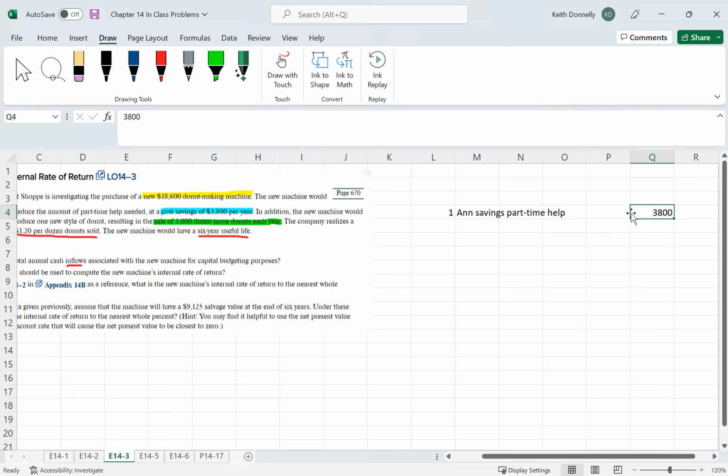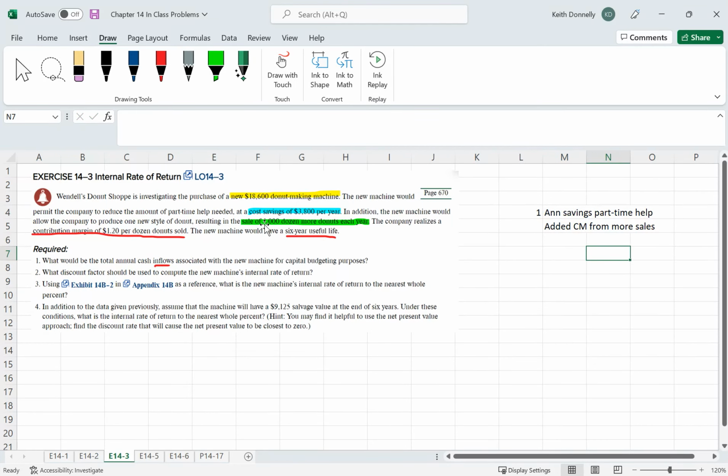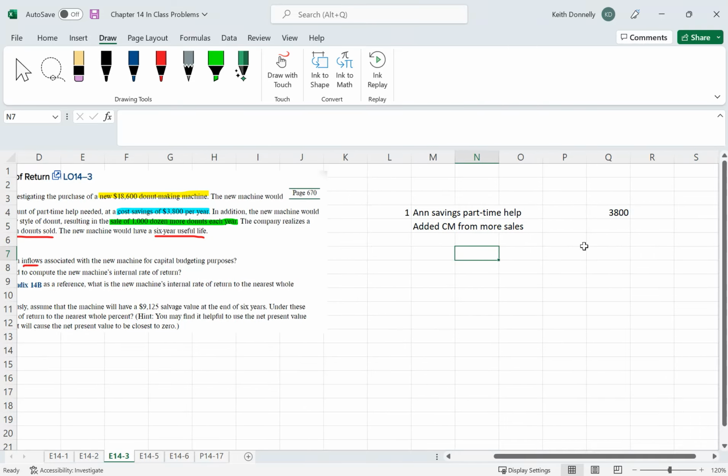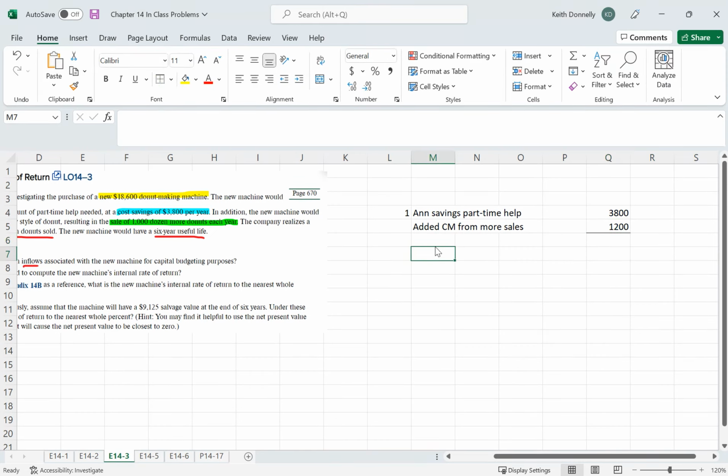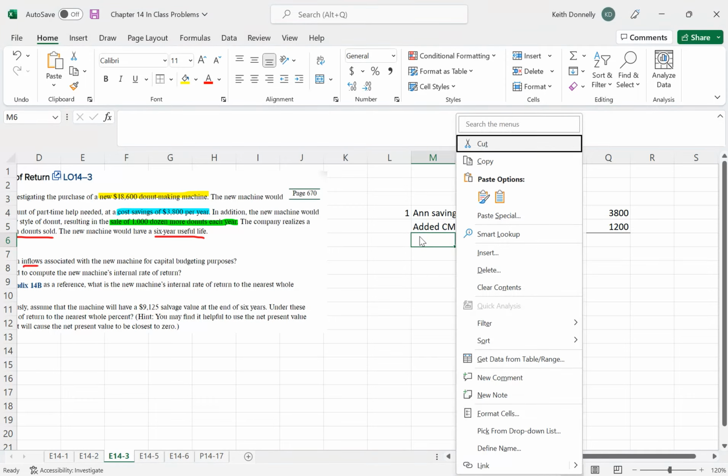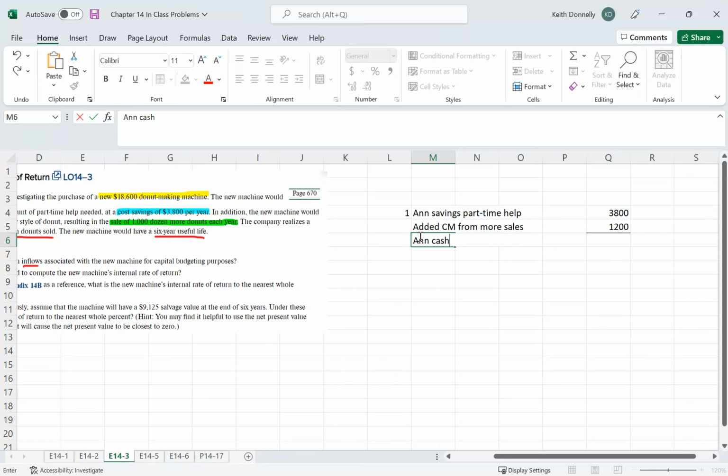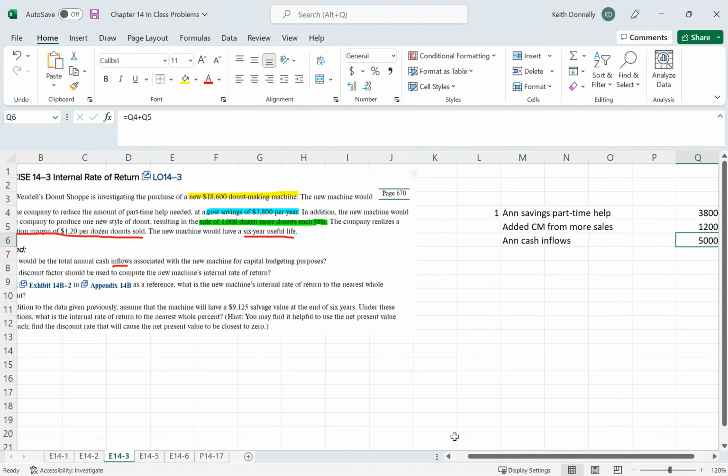Likewise, we're going to have an added contribution margin from more sales. By virtue of buying this, we're going to make 1,000 more donuts with a contribution margin of $1.20 a donut. So this is going to be $1.20 times the additional 1,000. So when we look at our annual cash inflows, if we buy the new donut machine, we're going to get $5,000 a year in annual cash inflows.